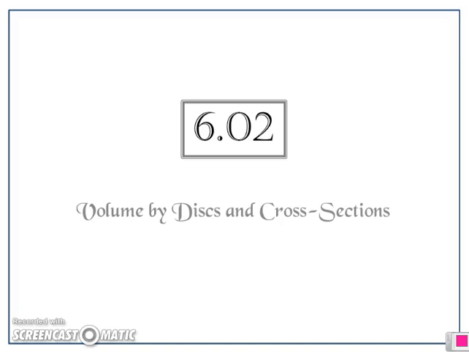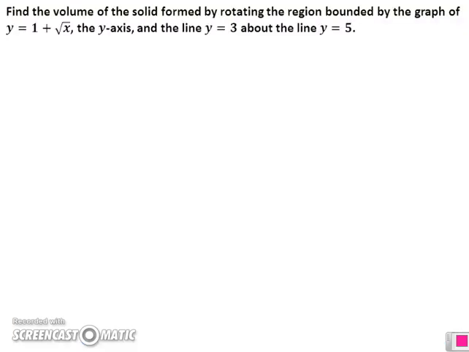In this video, we continue with volume by revolution, and we continue with the same problem that we started with in the first video. Find the volume of the solid formed by rotating the region bounded by the graph y = 1 plus the square root of x, the y-axis, and the line y equals 3. We're going about the line y equals 5 this time.